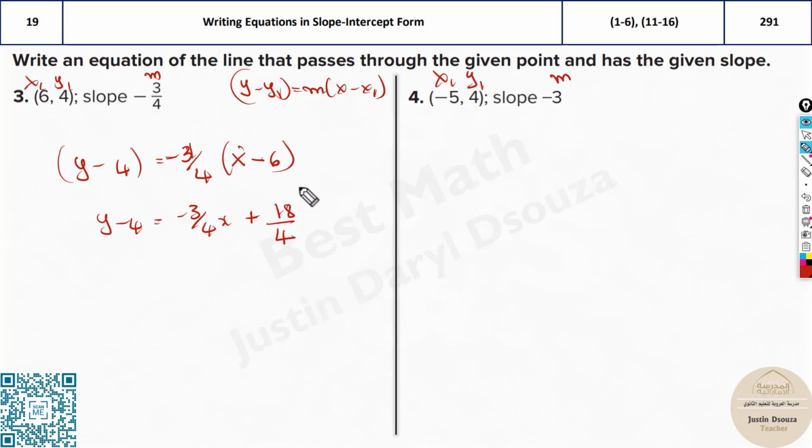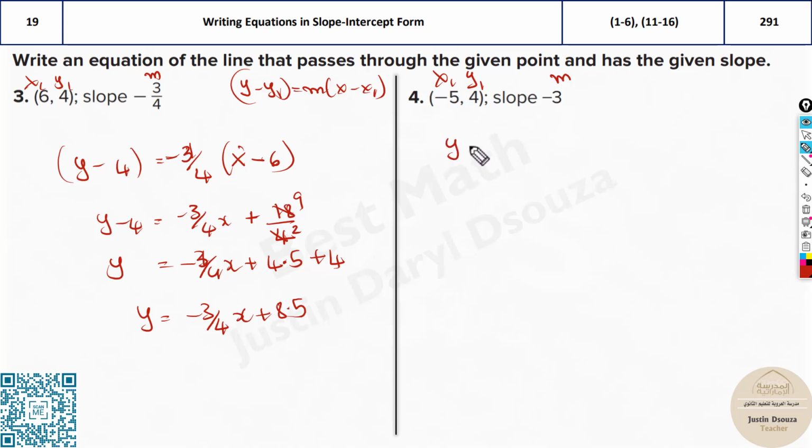Okay, now here you can just simplify this. 18 divided by 4 is 9 divided by 2, it is 4.5. So it's negative 3 by 4x plus 9. You can put this in the calculator, you will get 4.5. Now y, what happens over here? This negative 4, I'll take it to the other side, it becomes positive 4. So y is equal to minus 3/4 x plus 8.5. That's the answer.